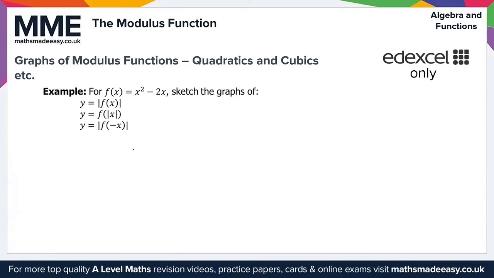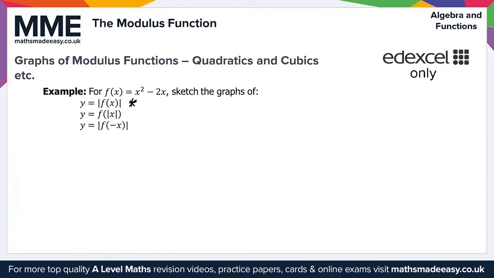And finally, we just want to sketch this graph here of y equals the modulus of f of minus x. And this looks quite complicated, however, it's actually not too bad. Here, what we want to do first is reflect f of x in the x-axis. And then once we've done that, we just simply reflect the negative section of the curve in the x-axis, just like we did here for y equals the modulus of f of x.